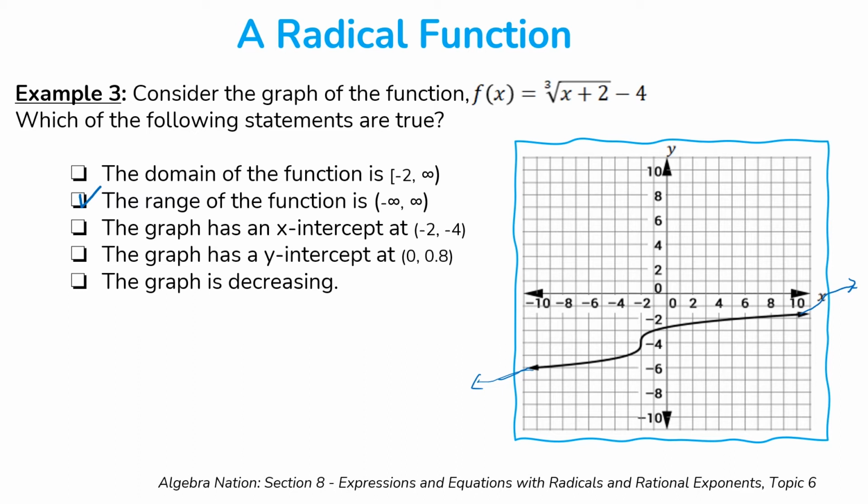No, this graph does not have an x-intercept. It is not crossing the x-axis. If we're looking at the fourth one here, it says the graph has a y-intercept of 0.8, and that is correct. So right here. And then last, the graph is decreasing. No, this graph is actually increasing, it is going up from left to right. So we have the second and the fourth statements that are true here.